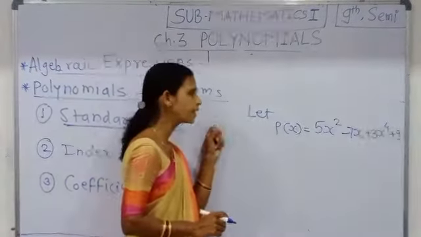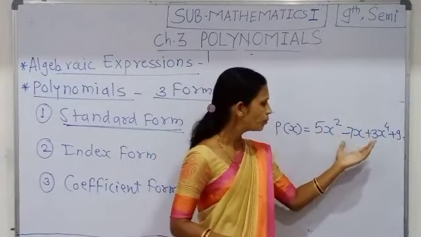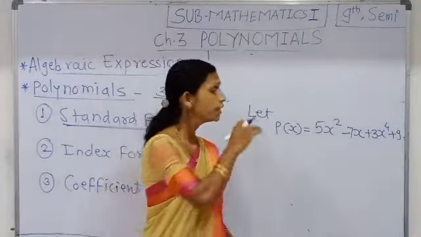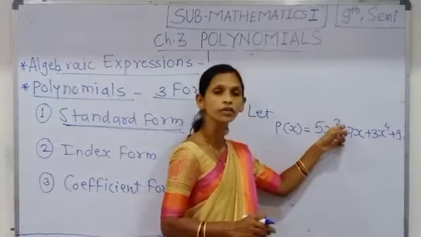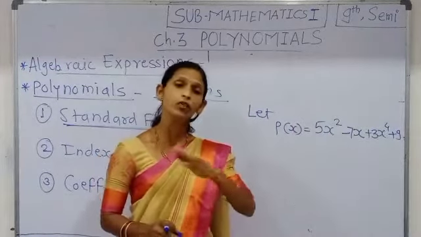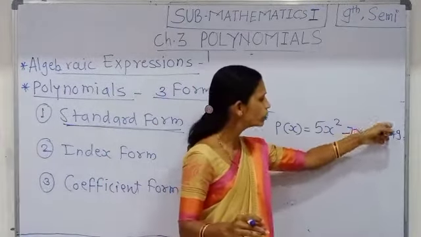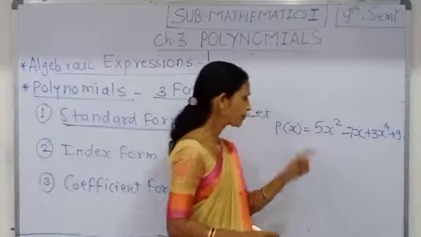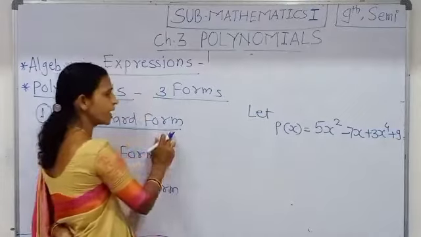While writing in its standard form, we have to arrange the terms in the polynomial according to the descending order of the degrees or powers of the variables present in the terms, or it can be written in the ascending order of the degrees of those variables in the terms of the given polynomial. First of all we have to write the polynomial in its standard form.